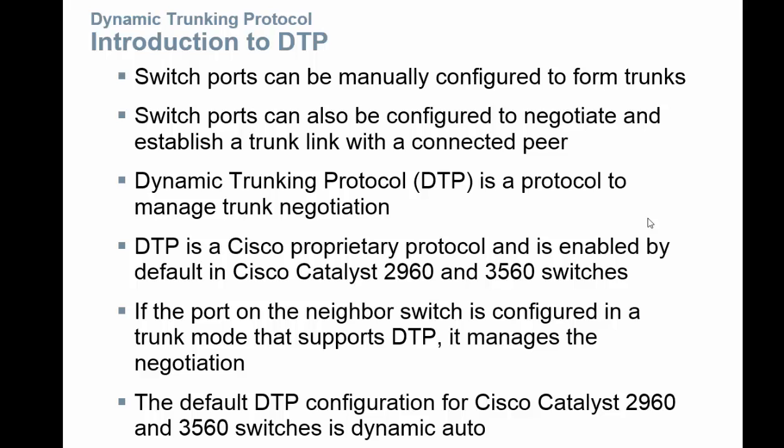DTP is a protocol to manage the trunk negotiation. It is a Cisco proprietary protocol and is enabled by default on the Cisco 2960 and 3560 switches. With that being said, other vendors do not use DTP on their switches. If the port on the neighbor switch is configured in a trunk mode that supports DTP, it manages the negotiation. The default DTP configuration on the 2960 and 3560 switches is dynamic auto. So this is automatically set to DTP.